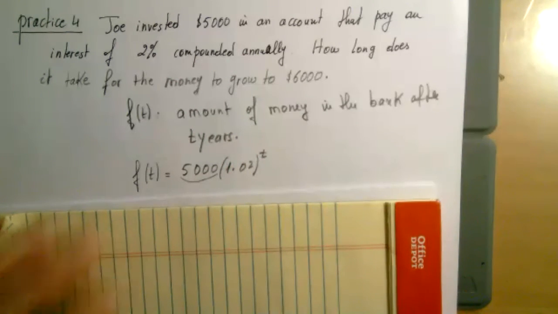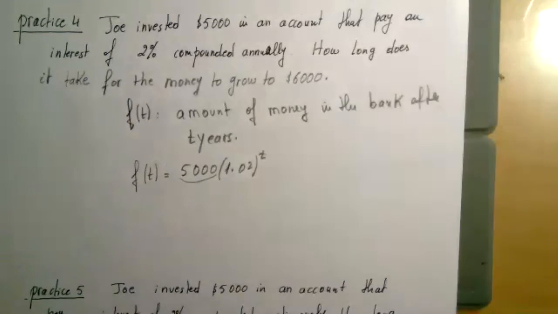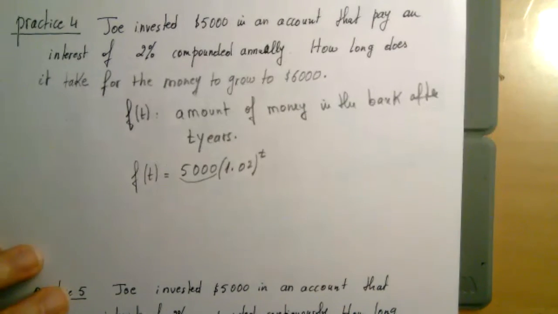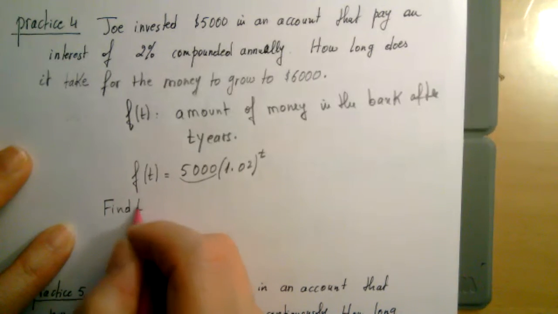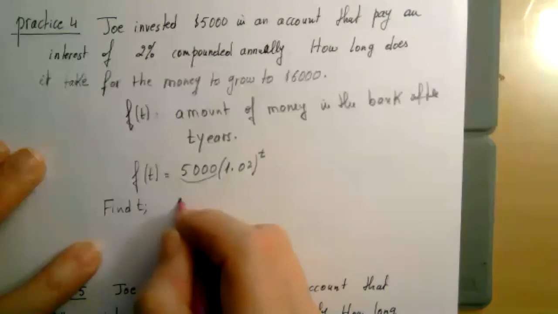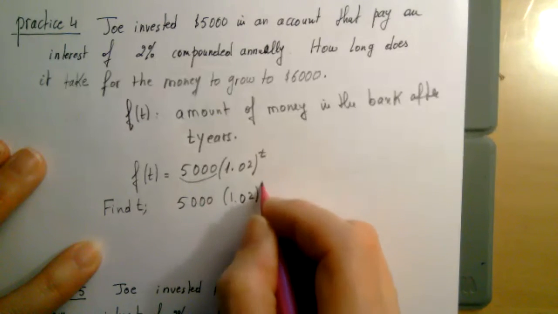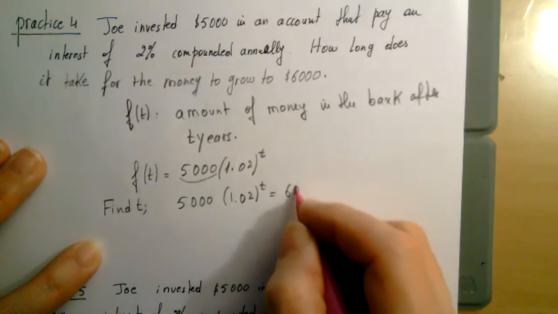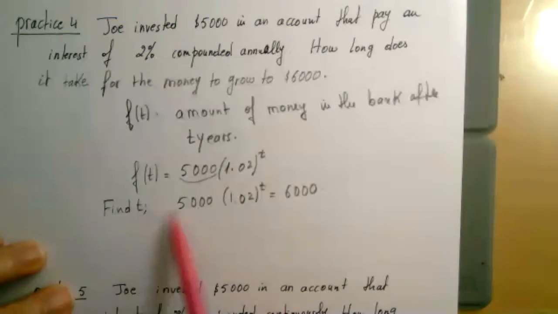So we have really to start setting up the problem. Now I'm asking, how long does it take for the money to grow? So now my question is, we need to find the t such that f of t equals 6,000. That's what I mean by the setup. That's exactly what I mean. It means you have to find the time such that 5,000 times this equals 6,000.